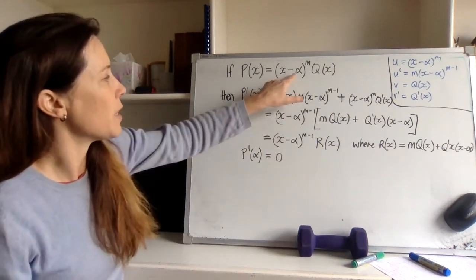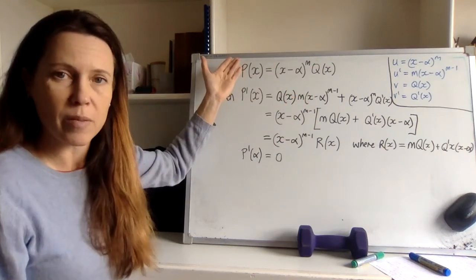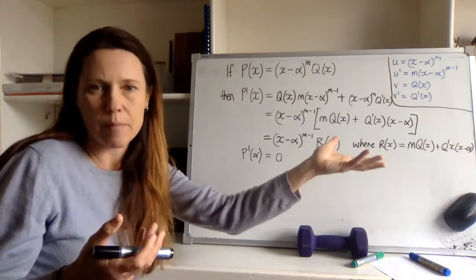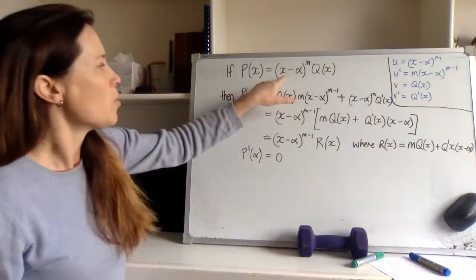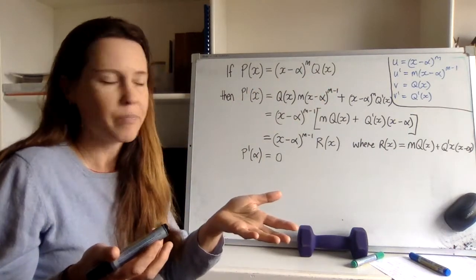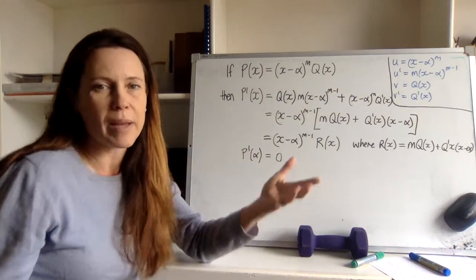Now, if x minus alpha to the power of at least 1 is a factor of our polynomial, it makes sense. Factors always come in pairs. Something multiplied by something makes another number. So you always need to have a partner, if you like, for that factor. And the partner needs to not be 0 for the whole thing to make sense.